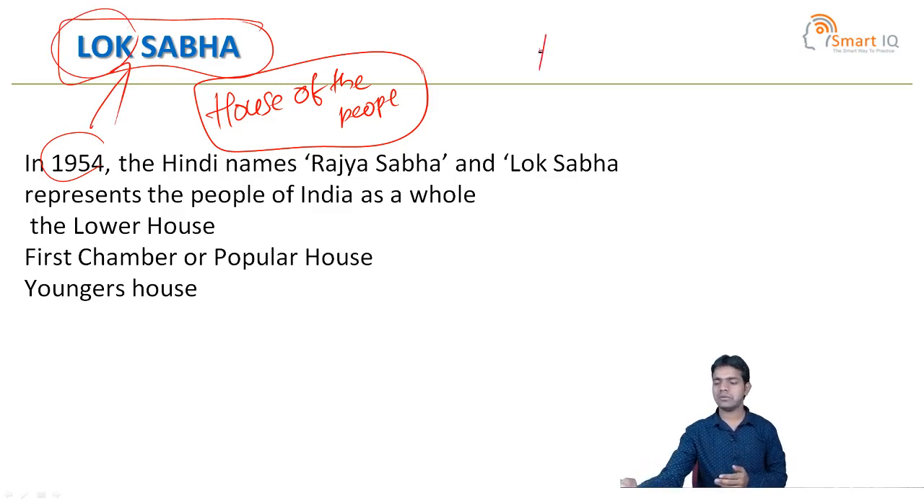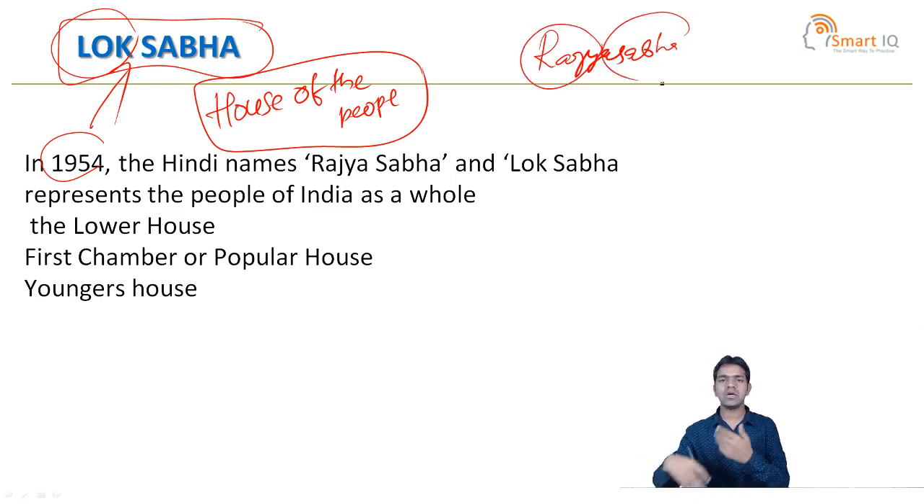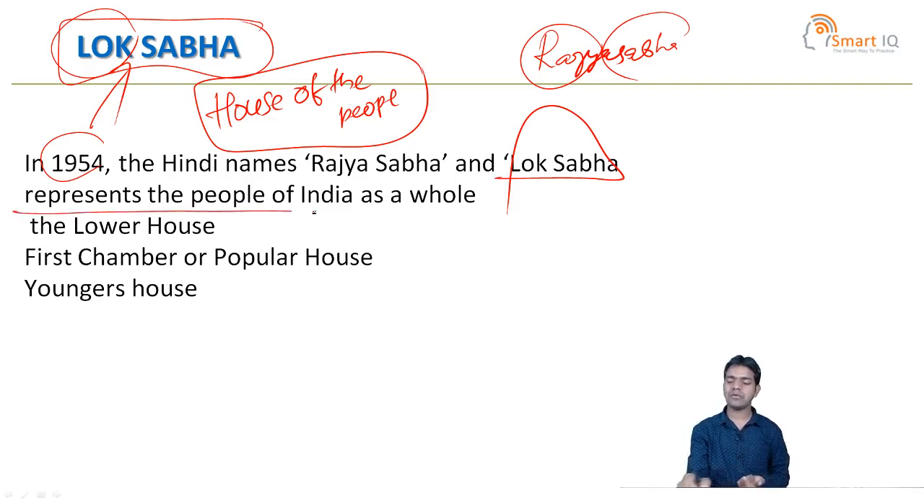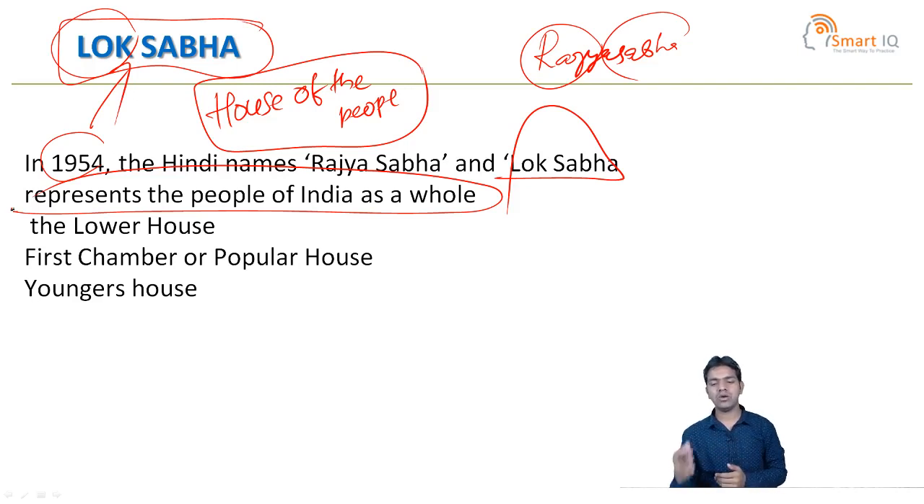Here, Rajya means state and Sabha means council or assembly. Lok means the people of the country; that is the reason it is the House of the People. After 1954, Parliament adopted the Hindi name Lok Sabha. The Lok Sabha represents the people of India as a whole, but the Rajya Sabha is the council of the states. It represents the states as well as the union territories of India.